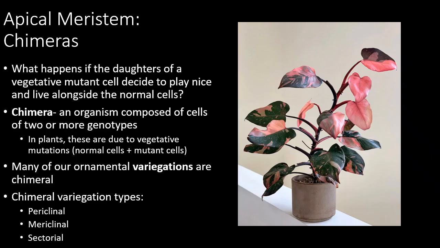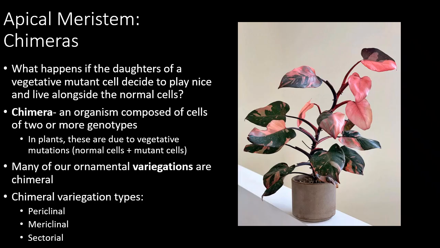So a chimera is basically just an organism composed of cells of two or more different genotypes. These occur in different ways in plants and animals. In plants, they're due to vegetative mutations. In animals, they occur due to the fusion of two different fertilized eggs during those early stages of embryo development. And in plants, a lot of our ornamental variegated plants are chimeral. So if we look at this philodendron pink princess, you can see that there are cells which are pink and there are cells which are green.